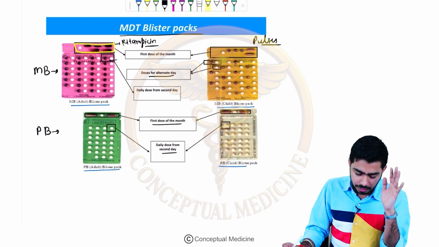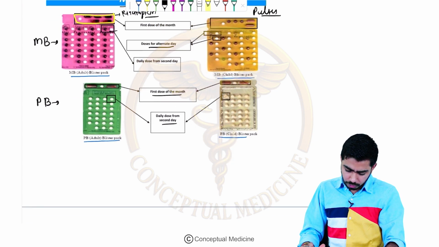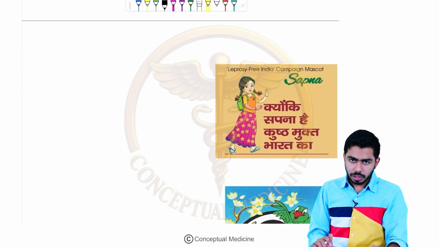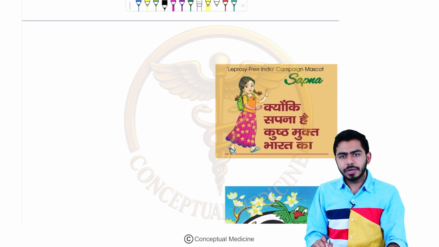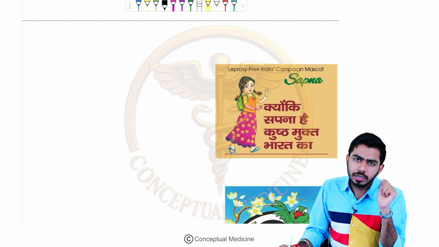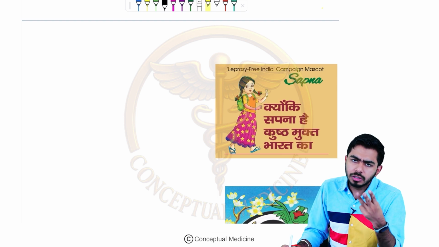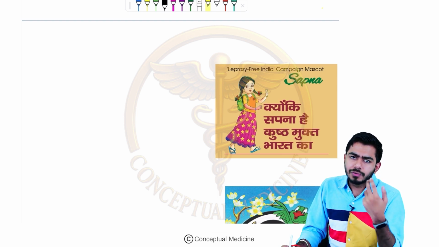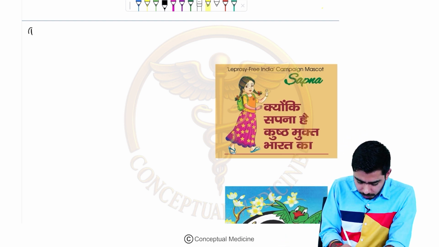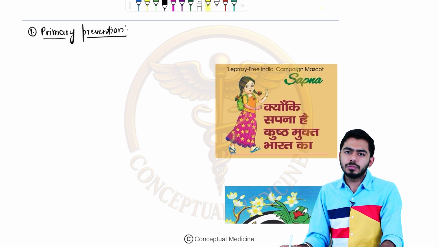Once we have talked about that, now we shall move on to some other important points. As far as the treatment part is concerned, we have 3 levels of prophylaxis in leprosy: the primary level of prevention, the secondary level of prevention, and the tertiary level of prevention. So let's talk about the very first one, the primary level of prevention in the National Leprosy Eradication Program.